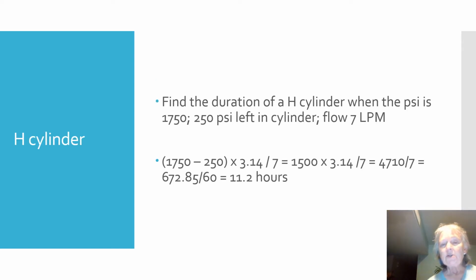Okay, so here's the duration of an H cylinder, PSI 1750. We're going to leave 250. The flow is 7 liters per minute. Work all of this out. You come up with 11.2 hours. How many minutes is 0.2? It turns out to be 12 minutes. You wouldn't say, oh, you've got 12 minutes to do this. I would just go ahead and say you've got approximately 11 hours.